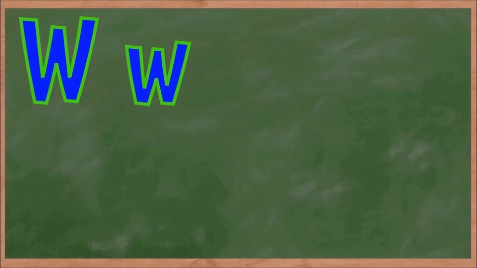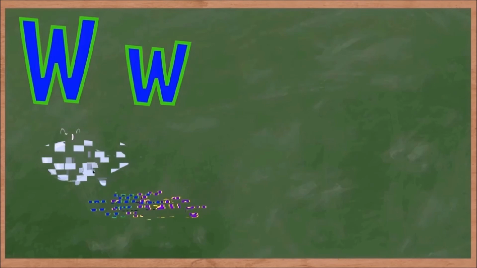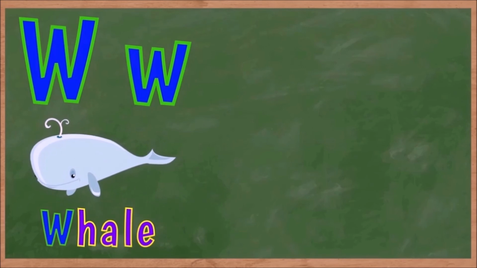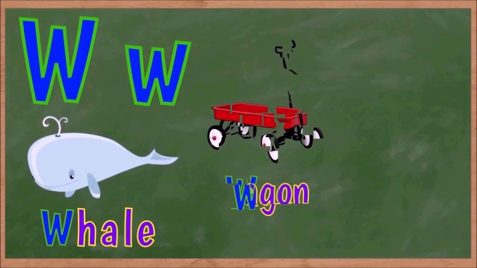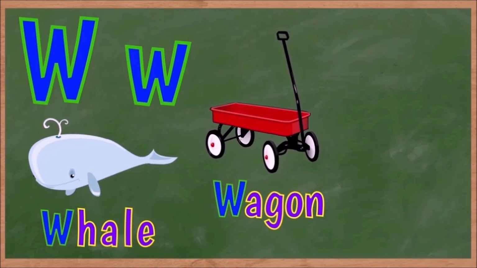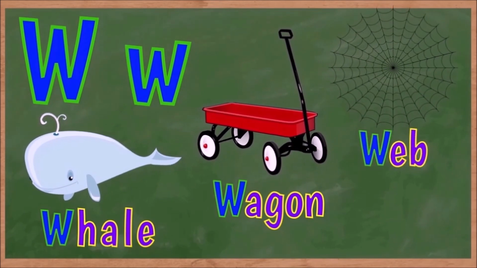Let's see the next letter. Next is the letter W, and the W makes a W sound. Give it a try. W. I got that one. Did you get it? W for whale. Wagon. Web.